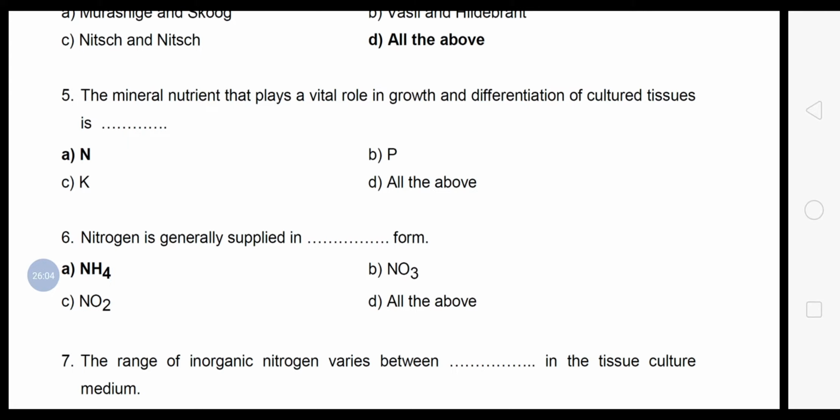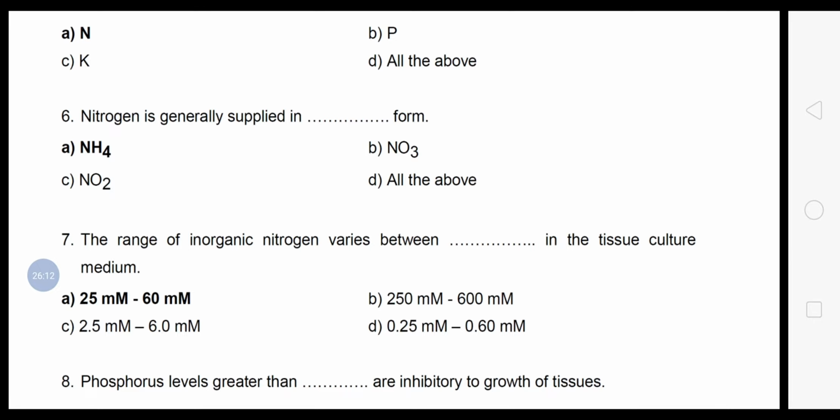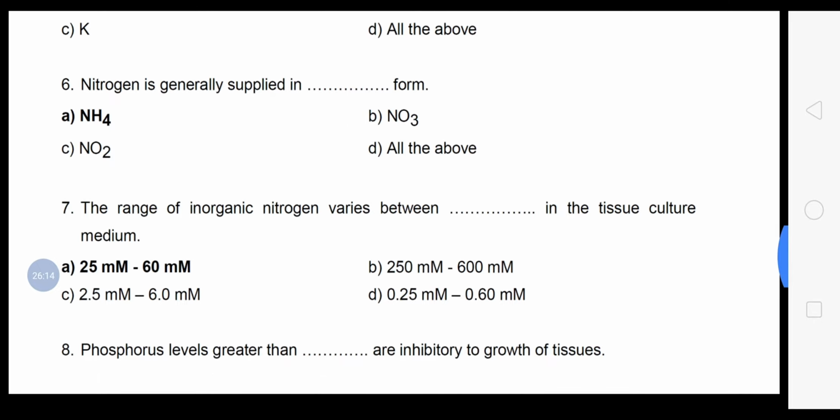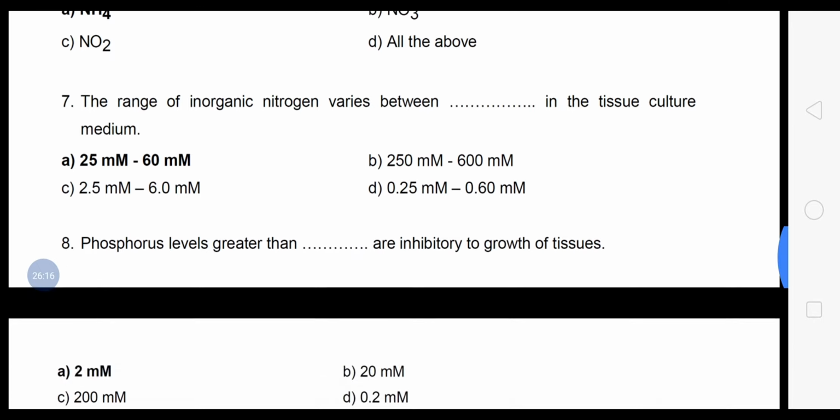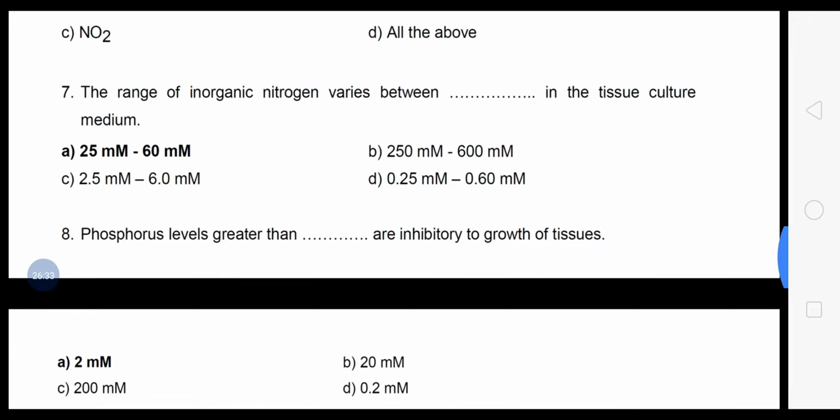The mineral nutrient that plays a vital role in growth and differentiation of cultured tissue is nitrogen. Remember, nitrogen plays a very crucial role in growth and differentiation of cultured tissues. Nitrogen is generally supplied in NH4, that is ammonical form. The range of inorganic nitrogen varies between 25 mM and 60 mM in tissue culture medium. This you need to remember very carefully. Inorganic nitrogen content supplemented to tissue culture medium is 25 mM to 60 mM.